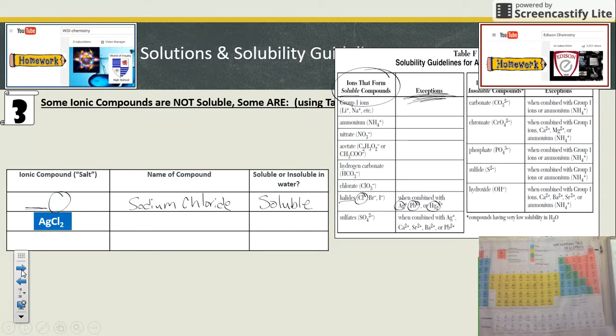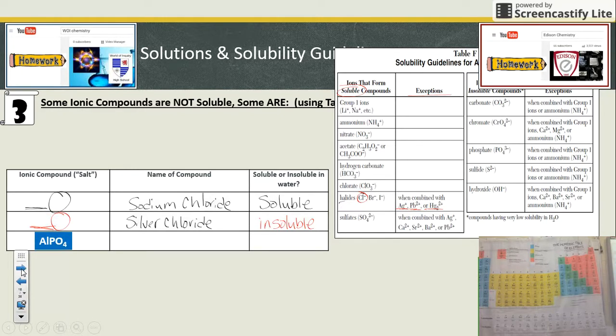Next step, AgCl. Well, this is silver chloride. Well, I'm going to erase here and try again. Silver chloride. We start at the back end of the formula, chlorides. We're going to find that again. Chlorides are soluble unless the first element is Ag, Pb, or Hg. Well, look at that. The first element is Ag. So this would be insoluble. It would not dissolve in water very well at all.